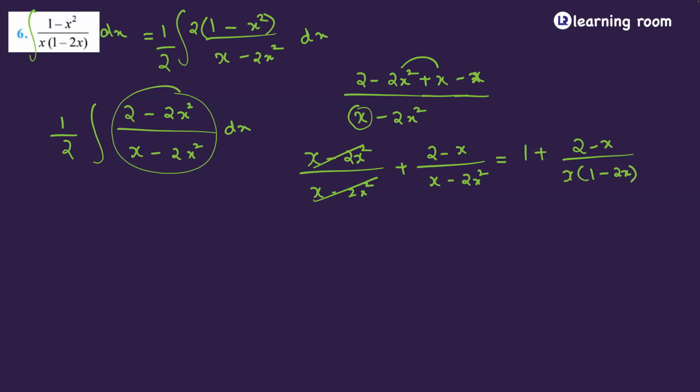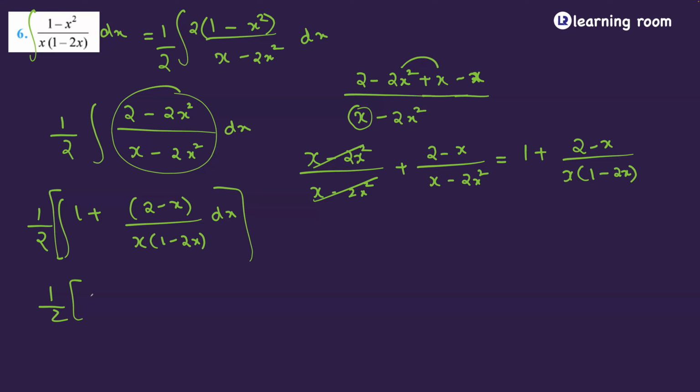So all I need to do is take this and substitute it here. Don't forget the half that is there. So half into integral of 1 plus 2 minus x divided by x into 1 minus 2x dx. So what am I going to have? This half is a multiple of both these functions. One common mistake that you have is, you will multiply half only with 1, you will forget with this. Don't do that. So half into, what is going to be the integral of this? x. Plus I have integral of 2 minus x divided by x into 1 minus 2x dx.